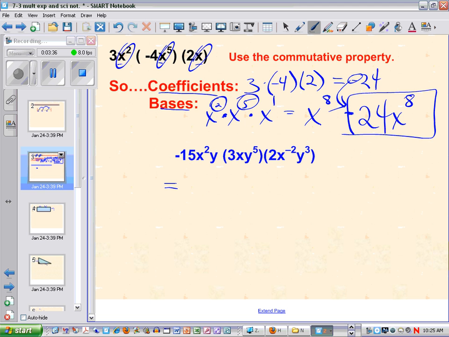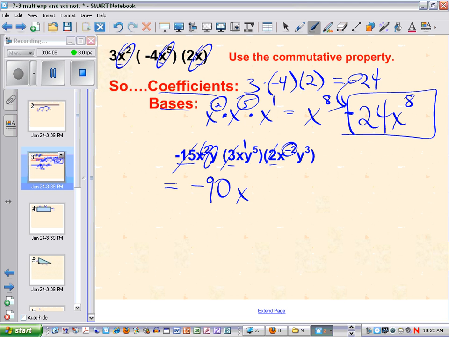So we have negative 15 times 3 times 2. So that would be negative 90. So I'm done with my numbers. So now let's do our bases in alphabetical order. So we have x. So here's 2 plus 1, that's 3. 3 plus negative 2 would be 1. So 90x. We don't write the 1. It's implied. We all know it's there.